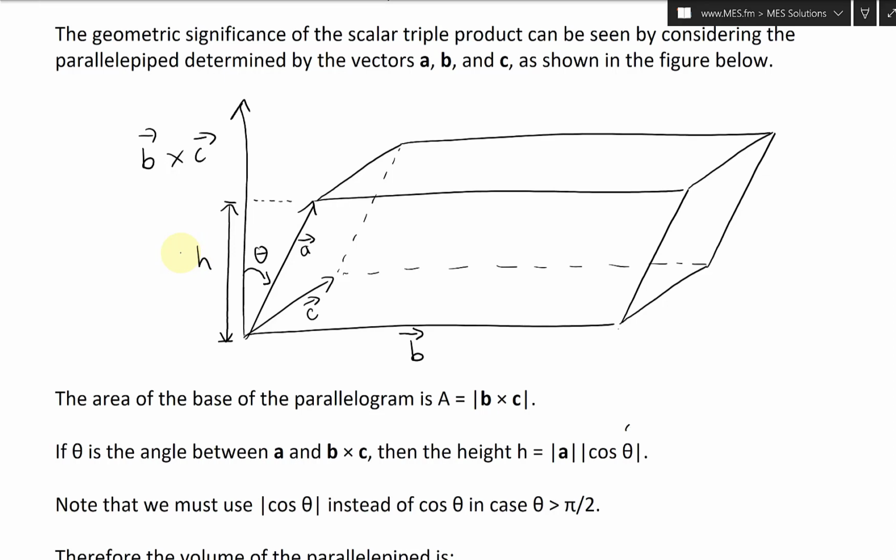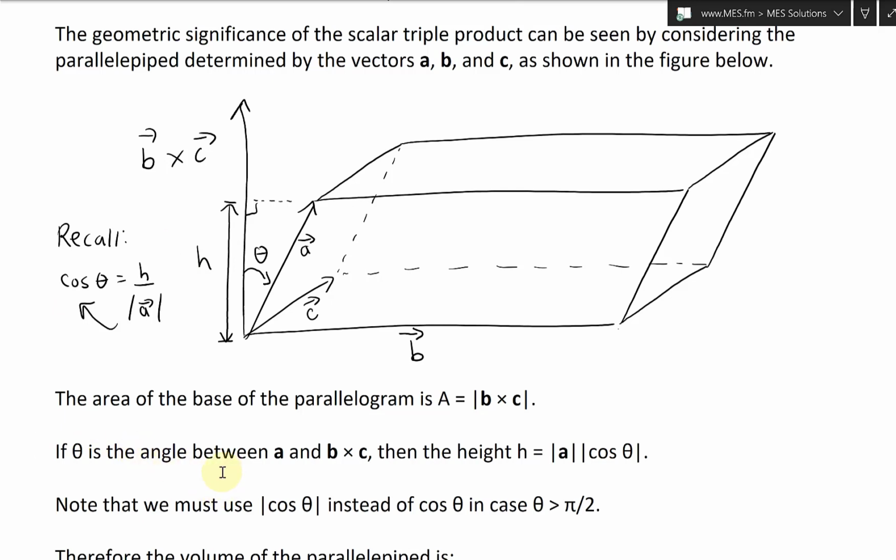Recall, cosine theta equals adjacent over hypotenuse. If this is a right angle triangle, the adjacent, which is h, over the hypotenuse, which is the absolute value of A, or the length of the A vector. We move it over to there. So cosine theta equals h over the length of A, like that. I'll just fix that up and move this over to there, and you get our h value.